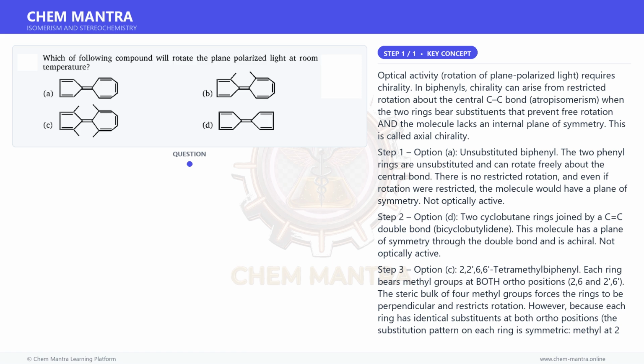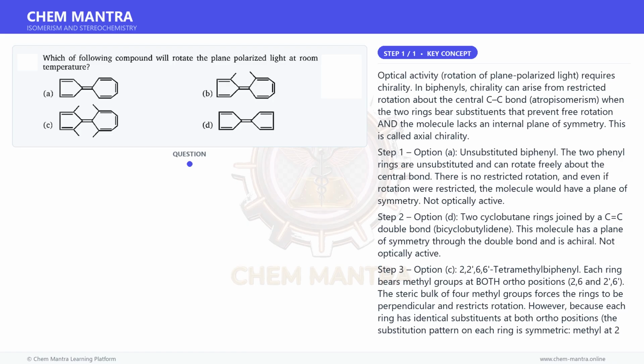However, the key question is whether rotation is restricted enough at room temperature. With two ortho-methyl groups, one per ring, the rotational barrier is sufficient to prevent interconversion of atropisomers at room temperature, so the compound can be resolved into enantiomers and will rotate plane polarized light.